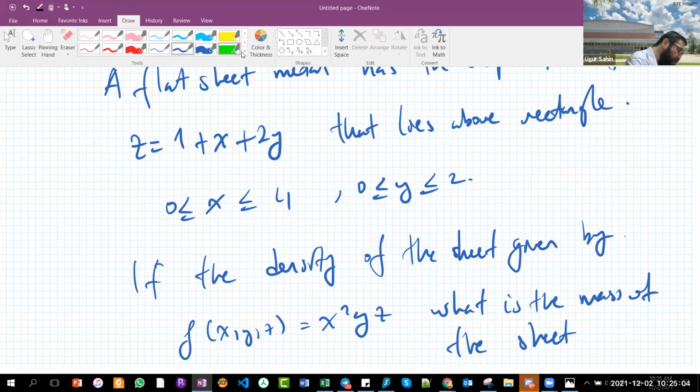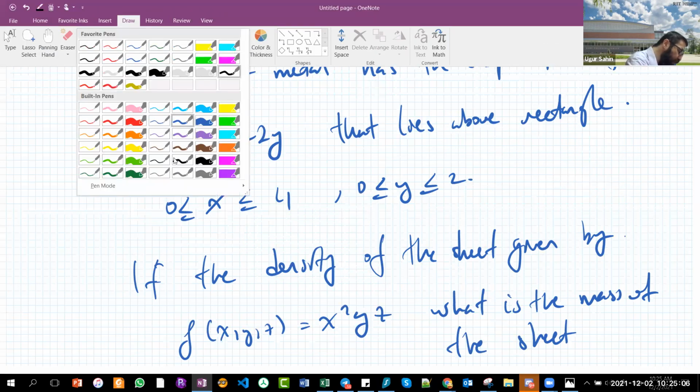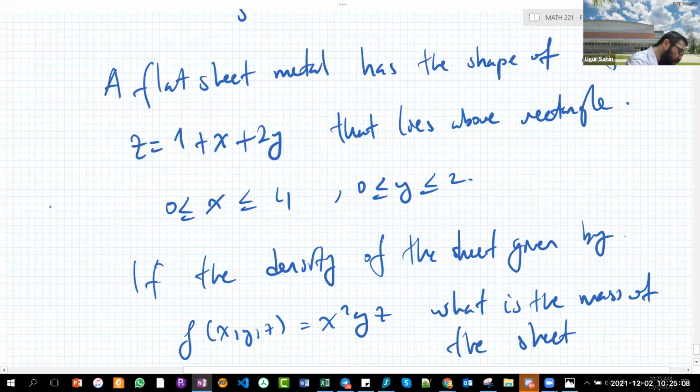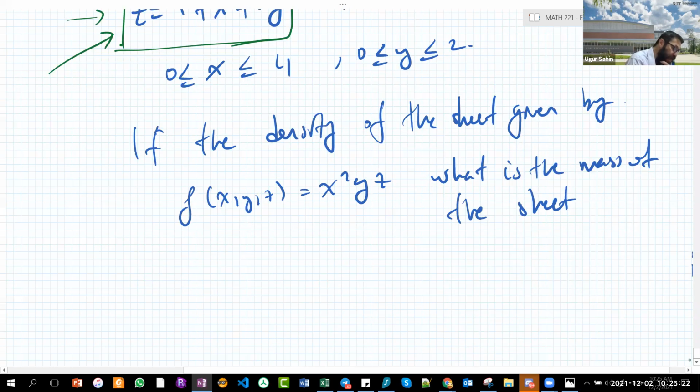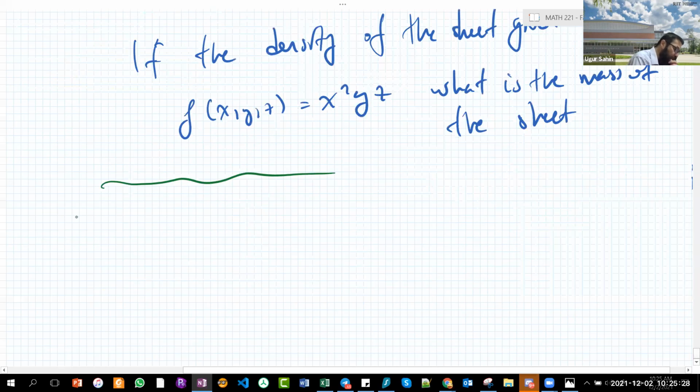What is your first surface? The surface is a plane basically here, right? And you are being asked the mass of the plane, since it's a flat sheet metal. Of course, it's going to be given basically by a plane function. As you see, there is no parameterization given here. How can I calculate the parameterization? How can I find a suitable parameterization?